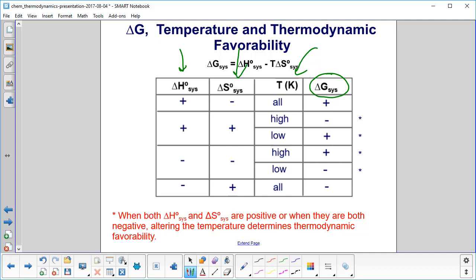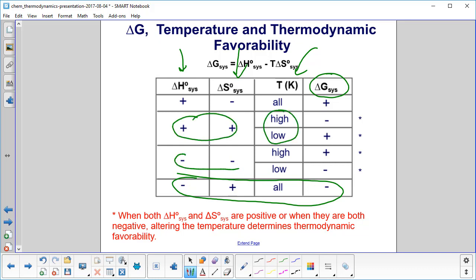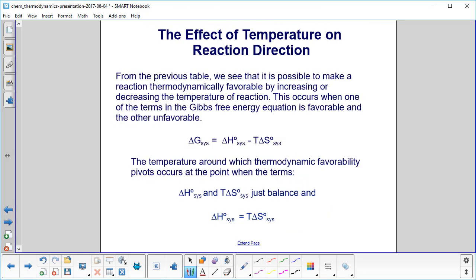If one's positive and one's negative, like in this case here, you always have the same delta G sign on it. However, when they're both positive, you can see the temperature affects it, and when they're both negative, the temperature affects it. The table illustrates that it is possible to make a reaction thermodynamically favorable by increasing or decreasing the temperature of the reaction.